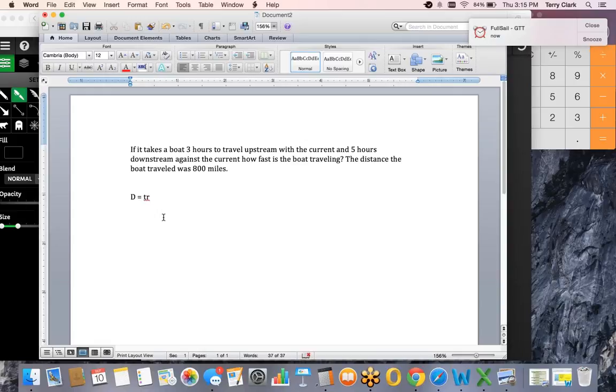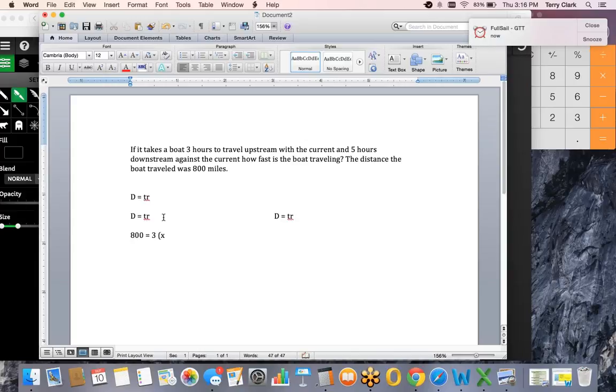Now the way we're going to set this up, we're still going to set up the same way. I'm going to say D equals TR, and I'm going to text over here because I got two situations. D equals TR. So I got two of these. In both situations, the distance is going to be the same, 800 miles. Now in the first one, I know what the time is. It's 3 hours. But what I don't know is how fast the boat is going. I don't know how fast the current's going.